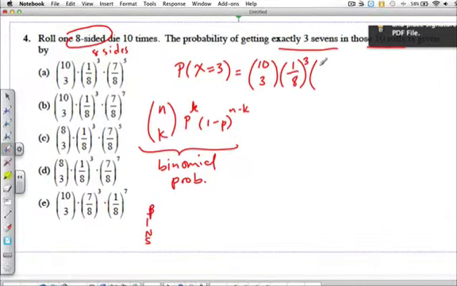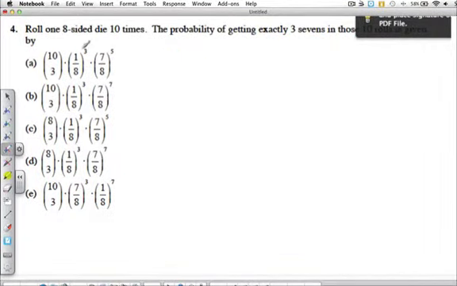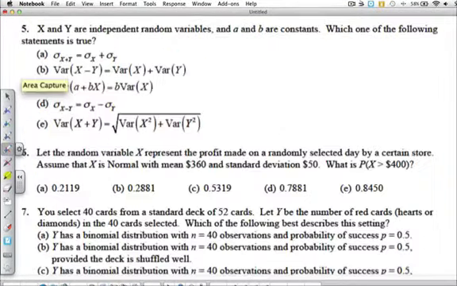And then the probability of failure, that would be 7/8 times the number of failures I need. The number of failures I need is 10 minus 3, which is 7. So the correct answer for number 4 is B. All right, let's move on to number 5.